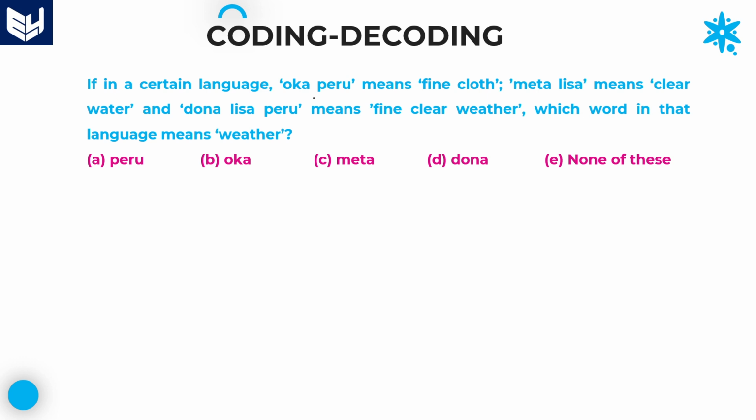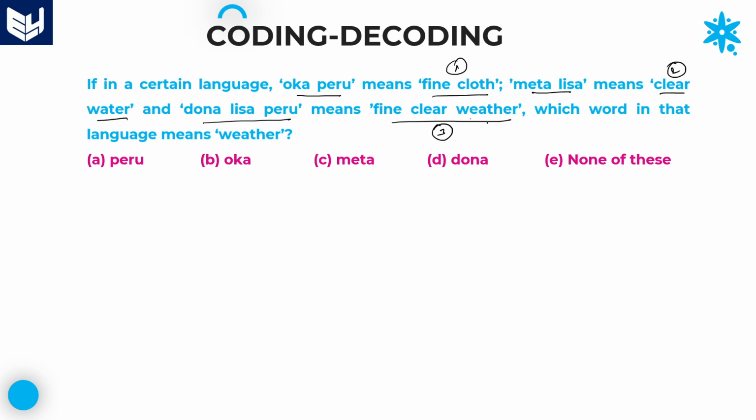In a certain code language, OKAPERU means fine cloth. This is one statement and its respective code. Here is the code, and here "clear water" is another one, and similarly this is a code and this is a statement. Which word in that language means weather? If you want weather, first check whether it is there in the remaining two statements or not. This is the first one, this is the second one, and this is the third one.